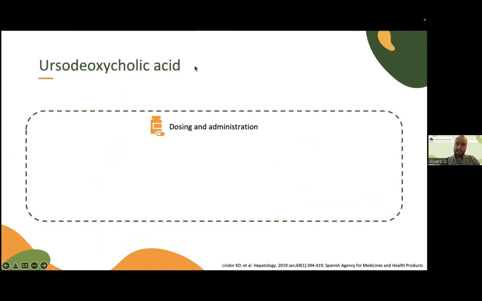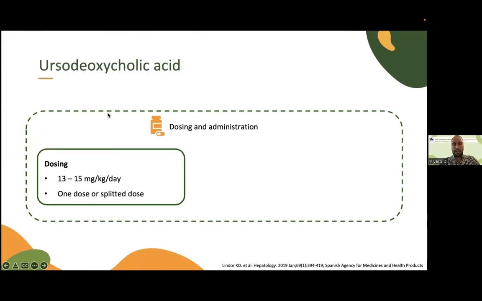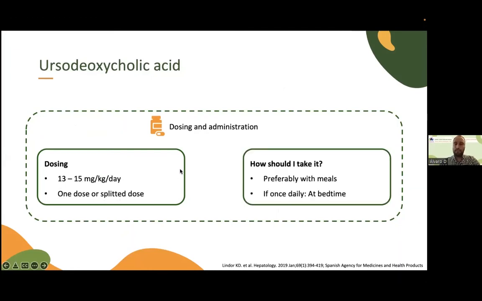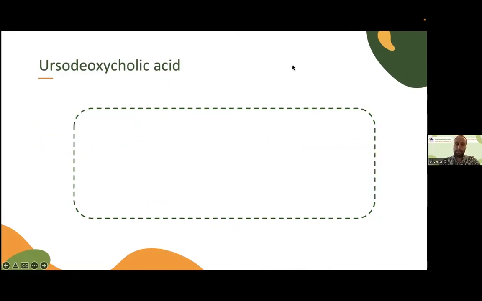First, ursodeoxycholic acid is the standard of care. It's a very effective and very well-tolerated drug. In fact, we achieve a good response with this treatment in up to 60 to 70% of patients. The dose of ursodeoxycholic acid is 13 to 15 milligrams per kilo a day and can be taken once a day, one dose, or in a split dose. This drug should be taken preferably with meals, and if the physician decides to indicate this drug just once daily, it should be taken at bedtime.